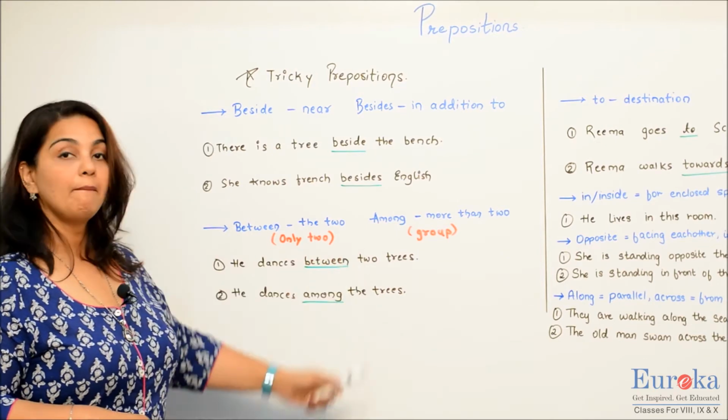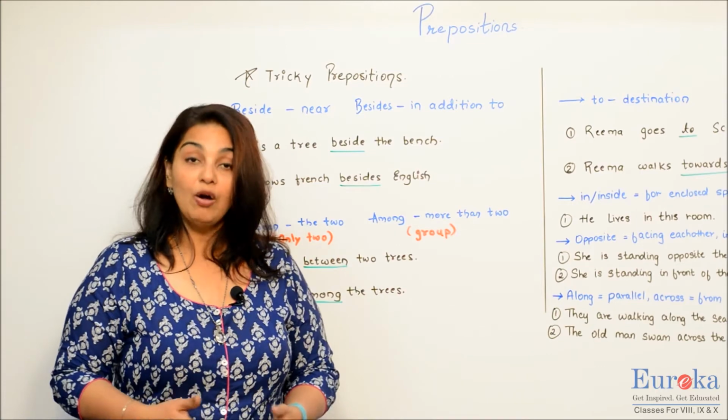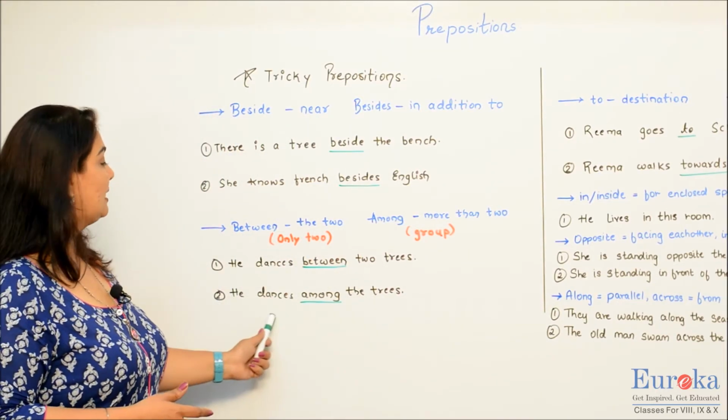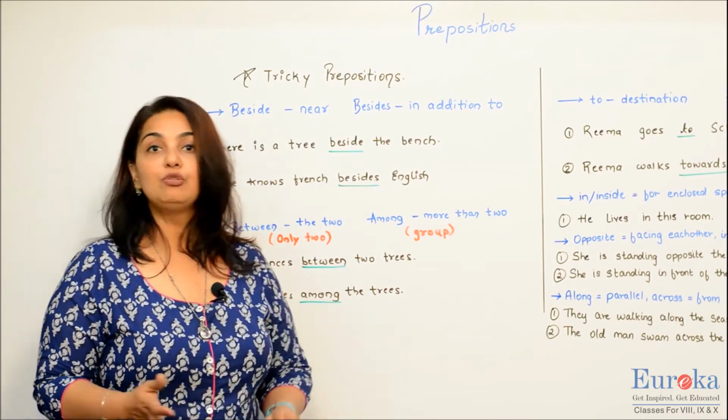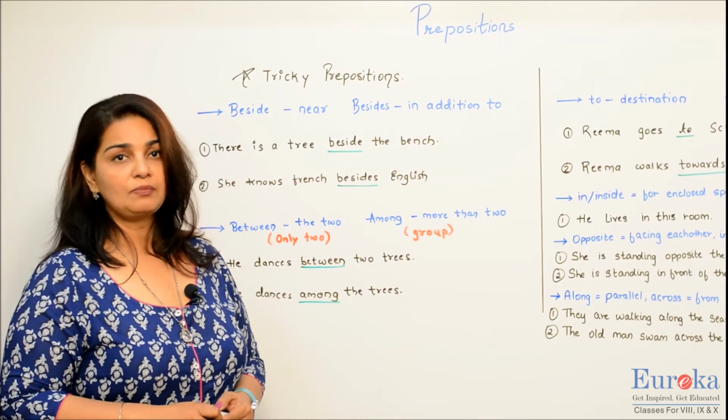Whereas among means a group. It can be 4, 10, 15 or even more. The example that shows it, he dances among the trees. We do not know the exact number of the trees.